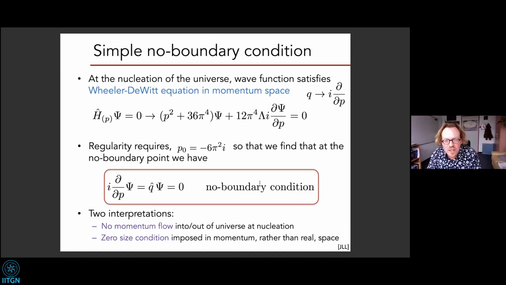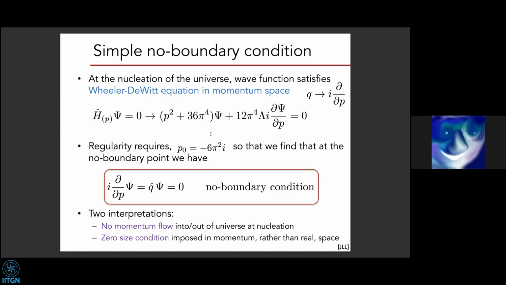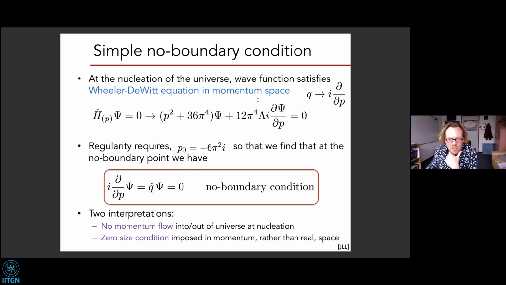Okay, let me say one more thing quickly about this, and then we move on to the issue of complex metrics in general. And this is that this regularity condition is a condition on the momentum. If you look at the Wheeler-DeWitt equation and you try and see what this regularity condition translates into, then it's pretty interesting. It turns out that the Wheeler-DeWitt equation, I will not go into the details, reduces to a single term, which is saying that dψ/dp is 0. So this regularity condition is also the condition that there is no momentum transfer at the nucleation of the universe.